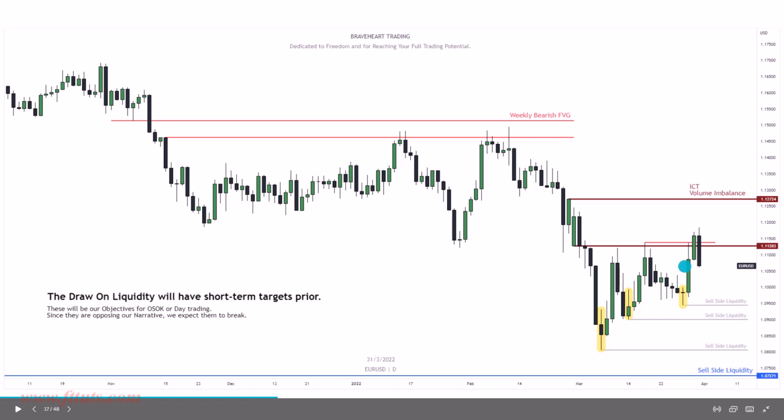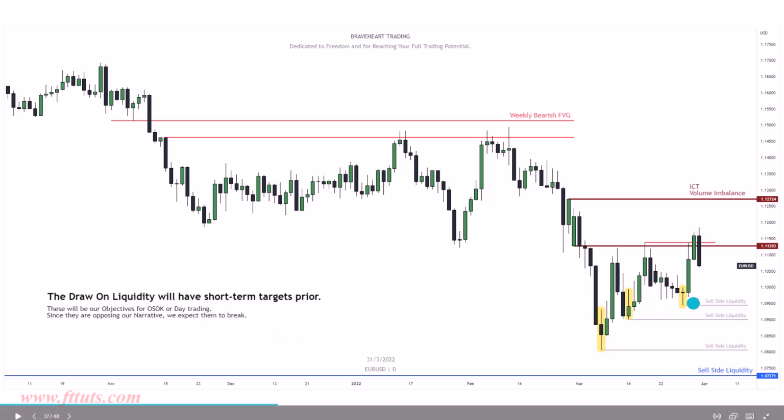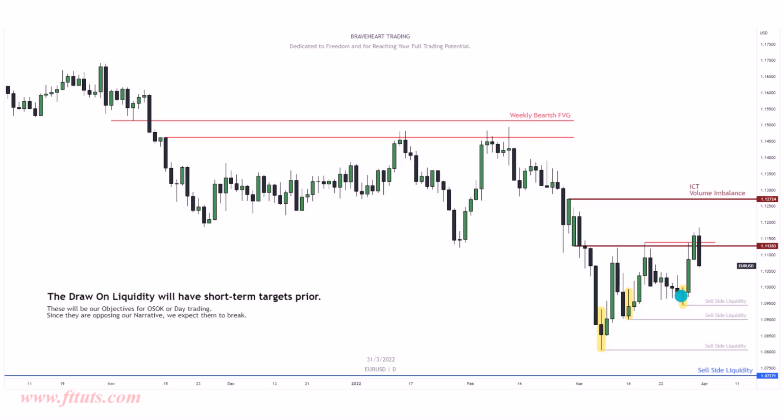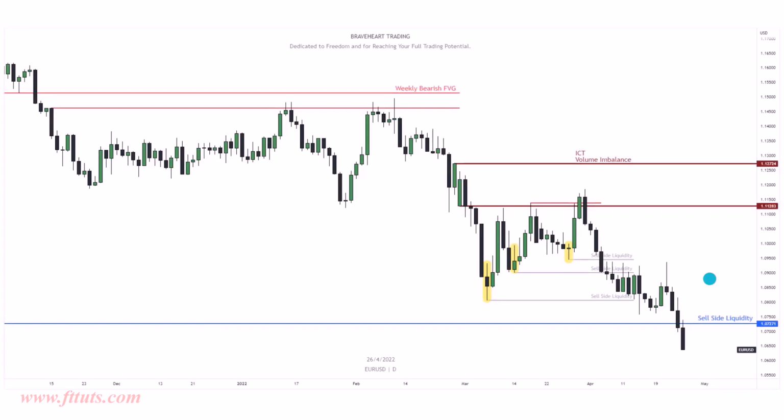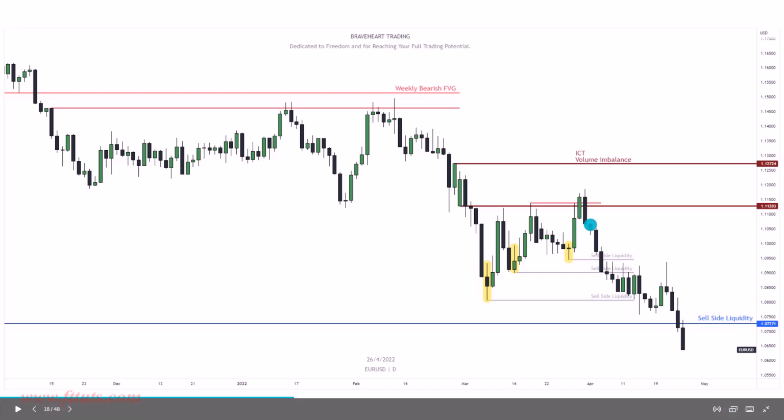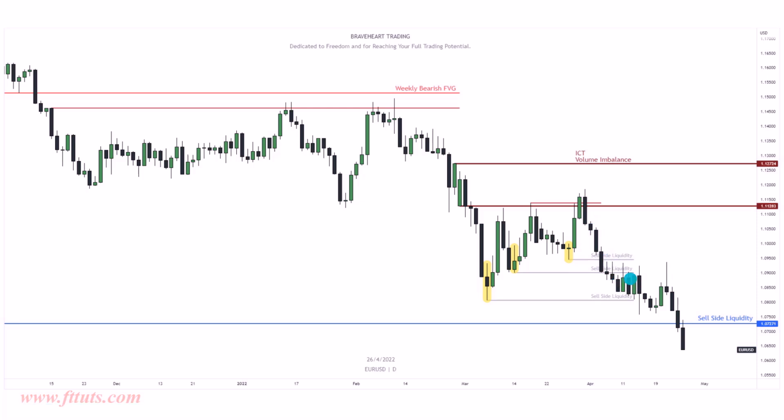So you just want to be having a draw on liquidity and short-term targets where you can basically trim off a position or set a bias for a week. And you can see here, since it's opposing the parent order flow here, we expect them to break. Market goes into a little consolidation and just continues to trend towards our sell side liquidity. And we can see that the majority of the candles are down days as opposed to up days.